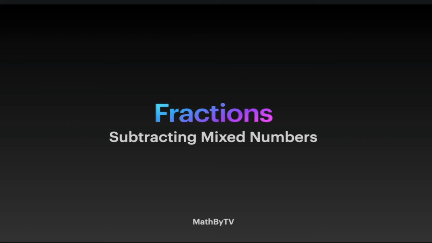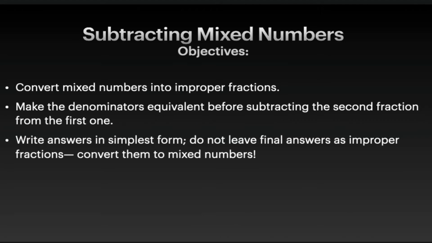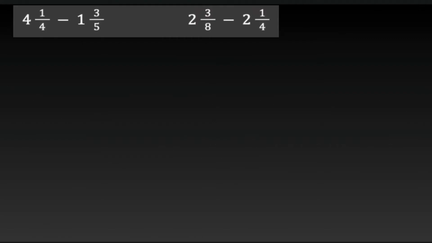So let's go over the objectives. Here you'll learn to convert mixed numbers into improper fractions. You're going to make the denominators equivalent or equal before subtracting the second fraction from the first one. Write your answers in simplest form and convert them to mixed numbers. So let's go ahead and begin.